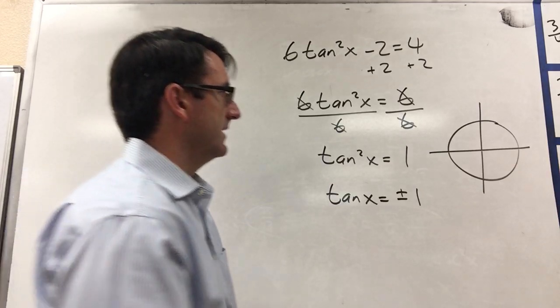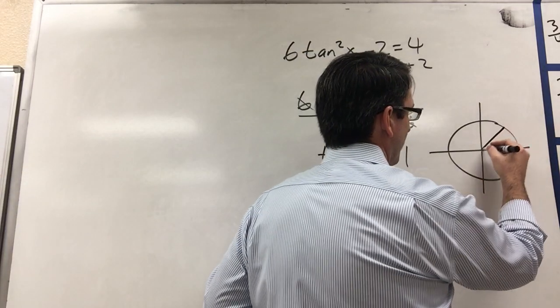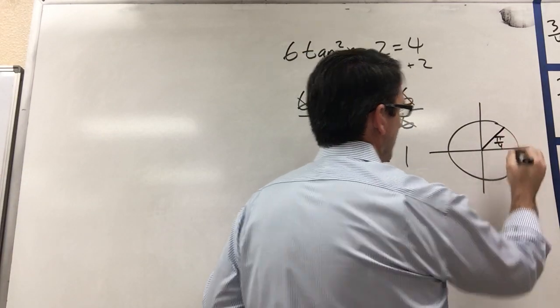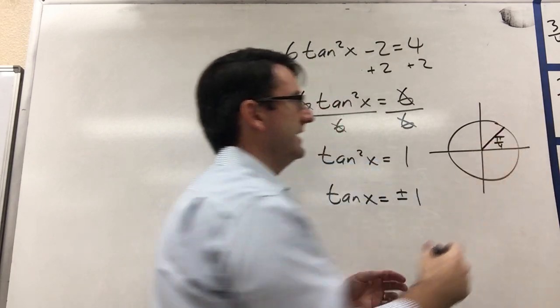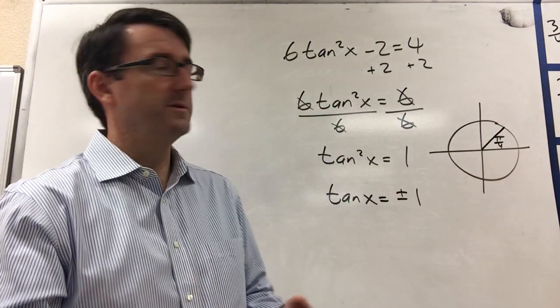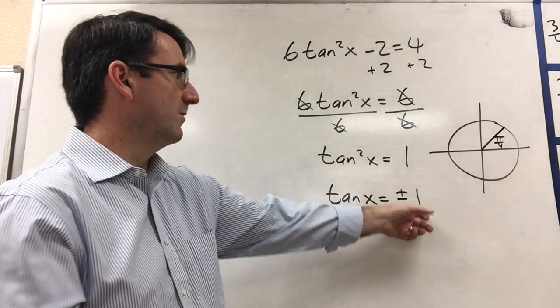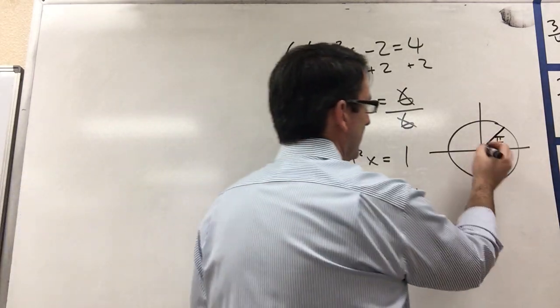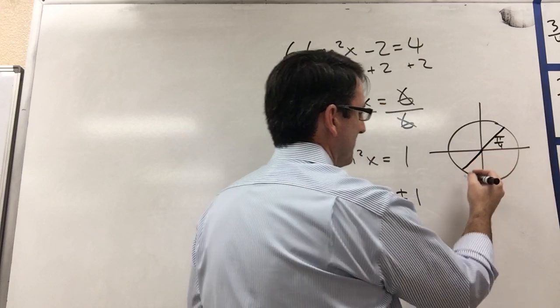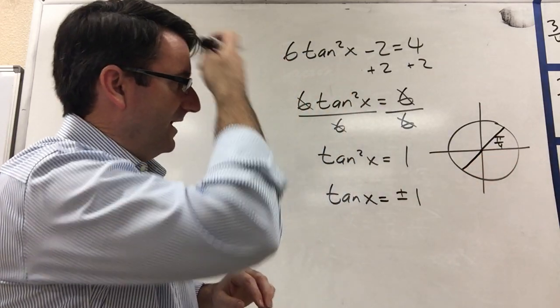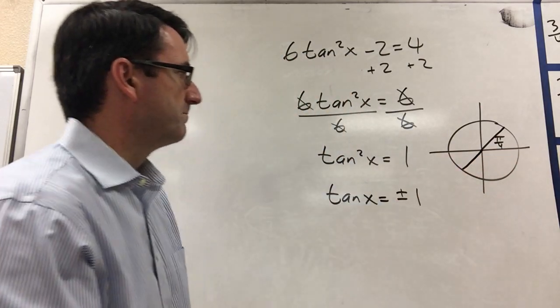So right here at pi over 4, the sine is square root of 2 over 2. Cosine is also square root of 2 over 2. So the tangent is going to be 1. And that's the same thing that is going to happen down here at 5 pi over 4.